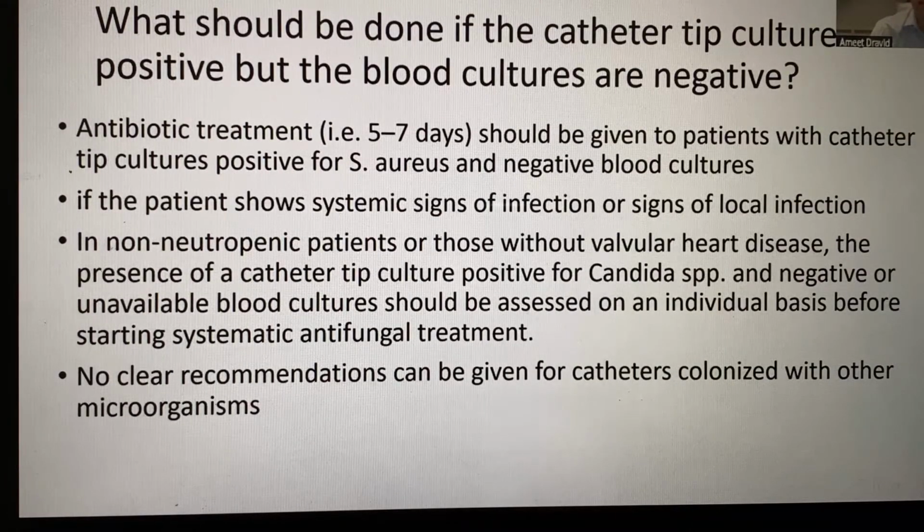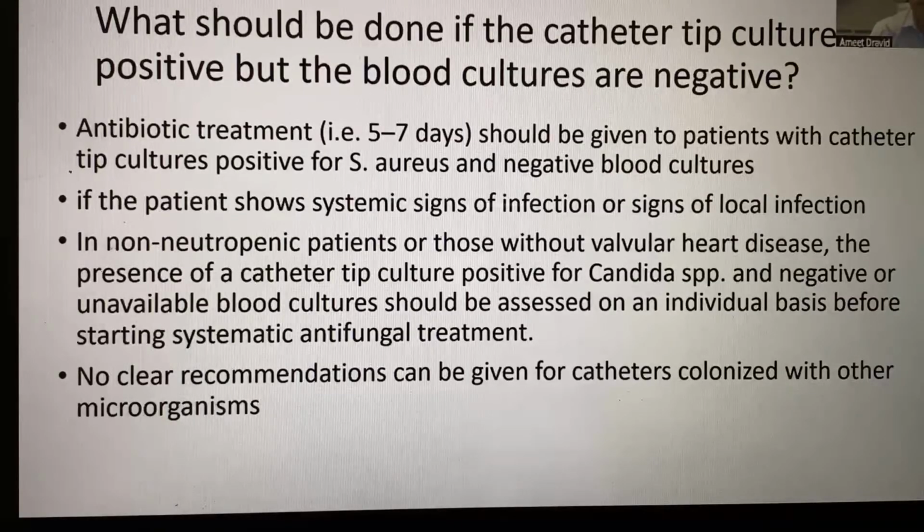What should be done if the catheter tip culture is positive, but the blood cultures are negative? Sometimes it happens that you have sent a central vein blood culture, you have sent a peripheral vein blood culture, both come negative, and you are already going to remove the catheter, you are suspecting CRBSI, and the tip culture has been sent, and that grows Staph aureus. So remember, if Staph aureus grows in catheter tip culture, then antibiotic treatment should be given for around 5 to 7 days to patients who are culture tip positive for Staph aureus and negative for blood culture.